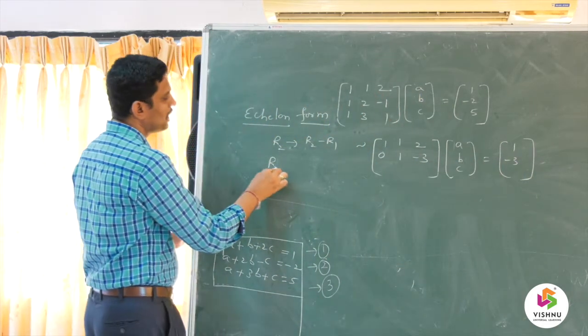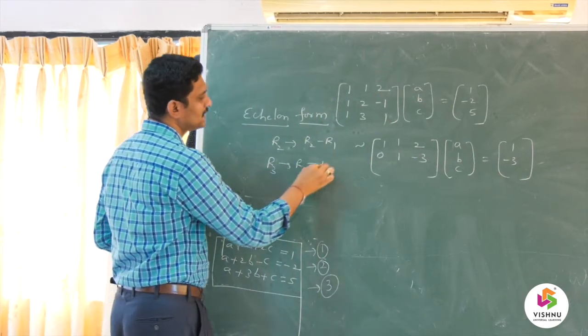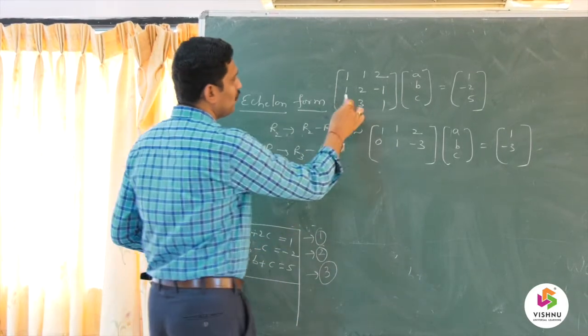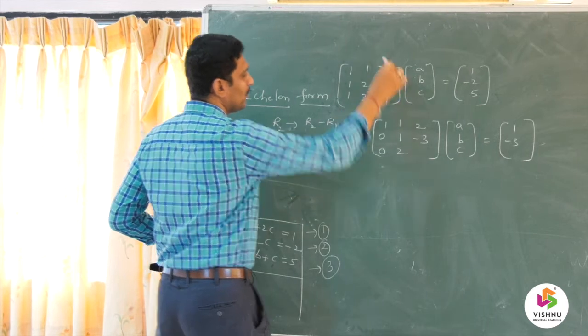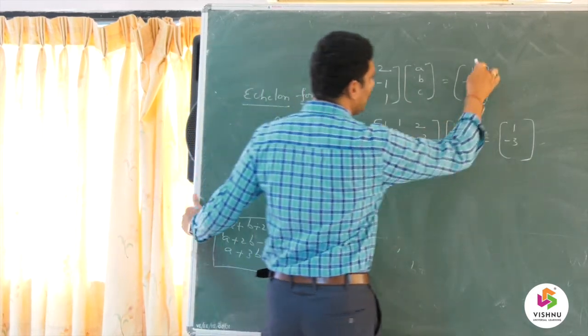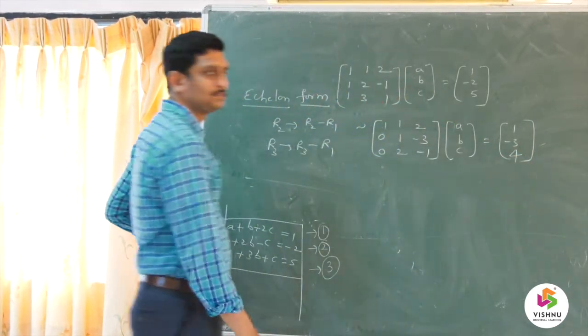And I will do R3 tends to R3 minus R1. Then 1 minus 1 is 0, 3 minus 1 is 2, 1 minus 2 is minus 1. So 5 minus 1, I will get 4 here.